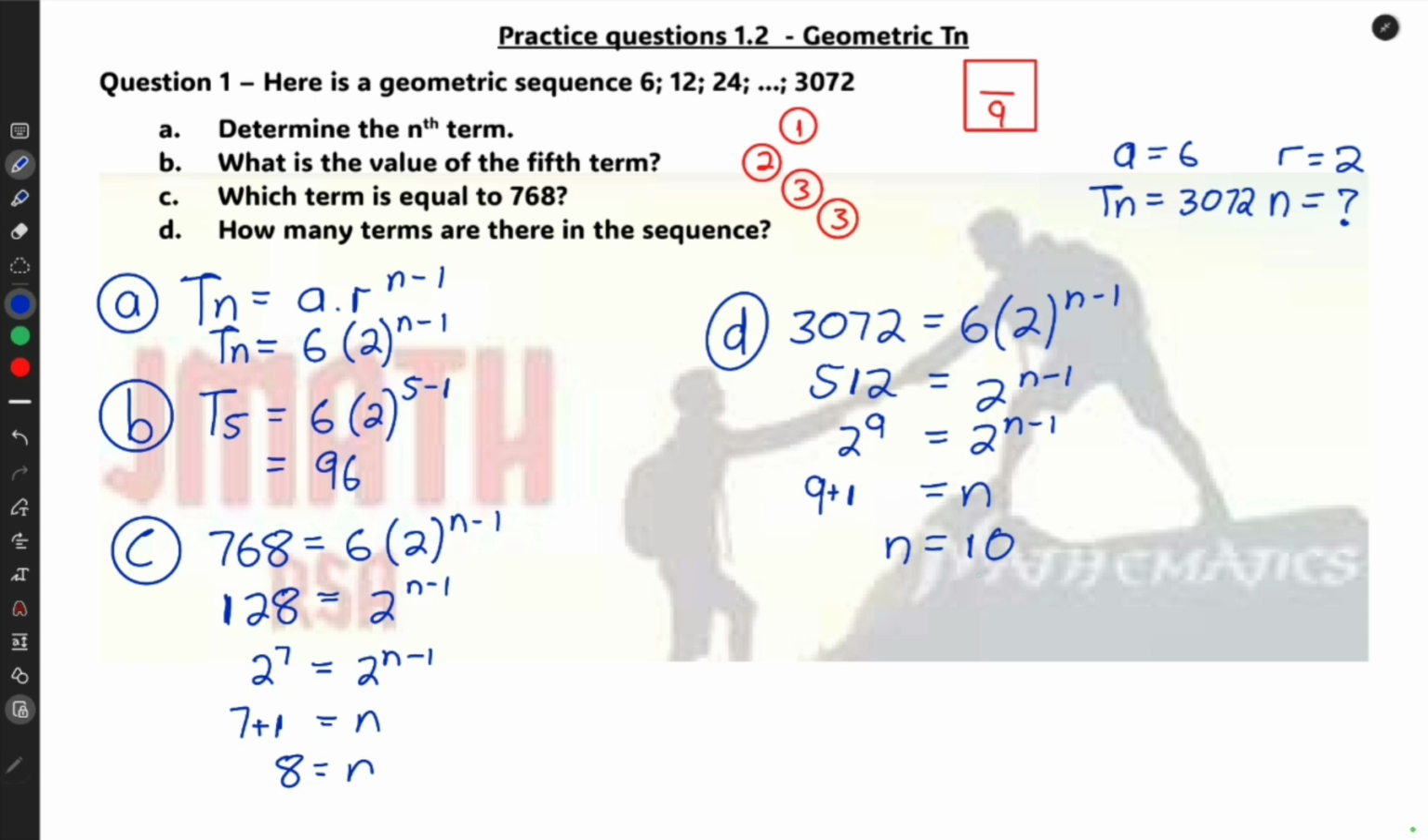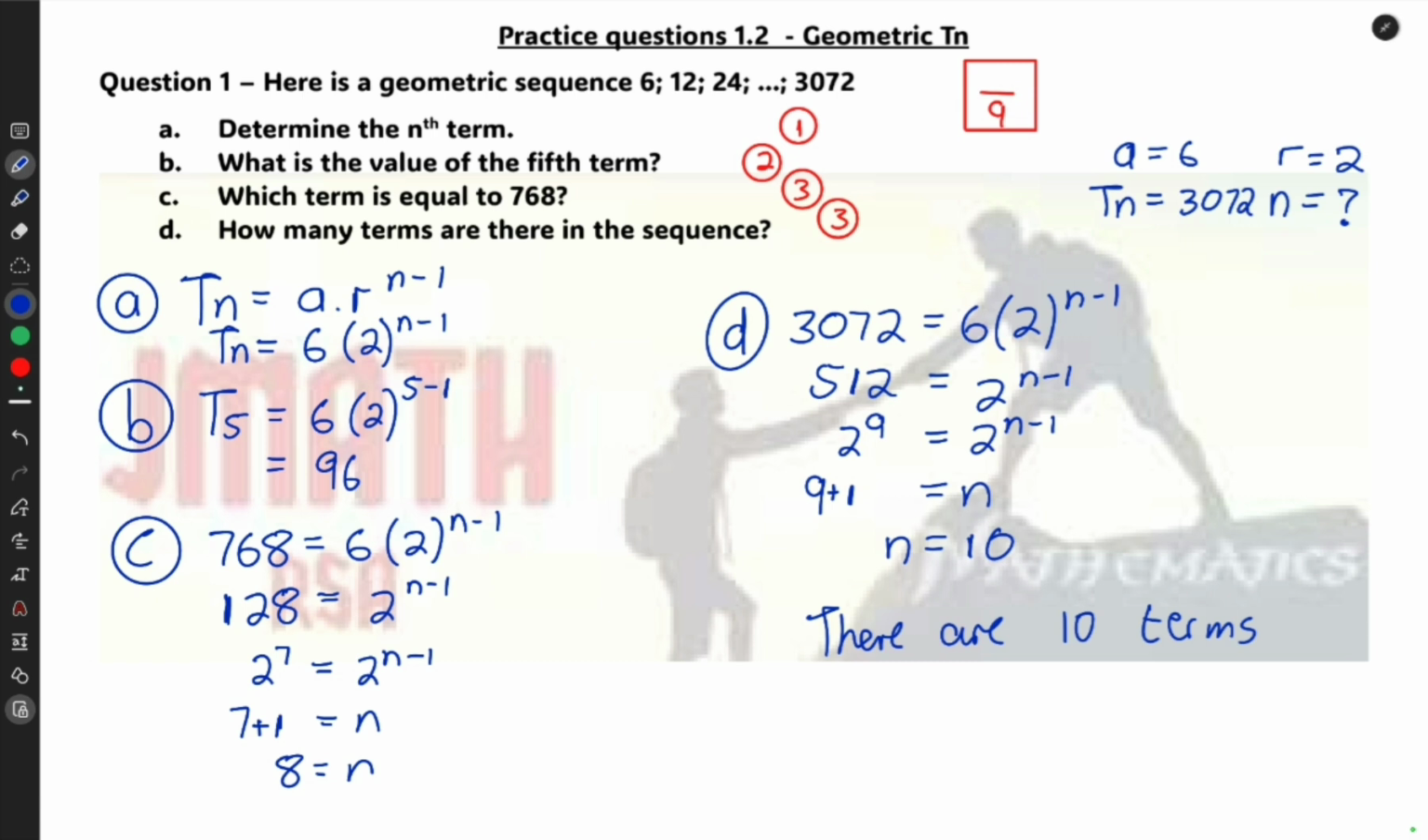So please remember to answer the question: how many terms are there in the sequence? There are 10 terms. Sometimes that doesn't count a mark, but don't take a chance. If your teacher is going to put that on the memo, you are going to lose a mark if you don't answer the question. Okay, how did you guys do?